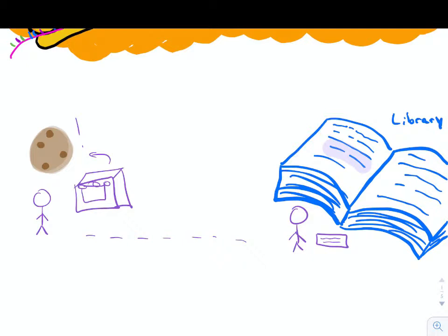This is an analogy for the process of protein synthesis. Our cookies here are going to represent proteins, a specific protein that I want the recipe for. I'm a cell, and I want the recipe for a protein. Well, where am I going to find that recipe? It's going to be listed in the massive recipe book that is our DNA here.